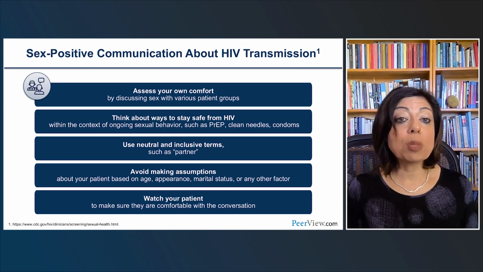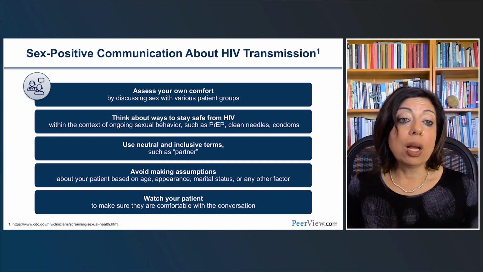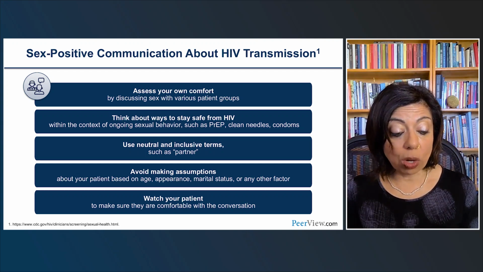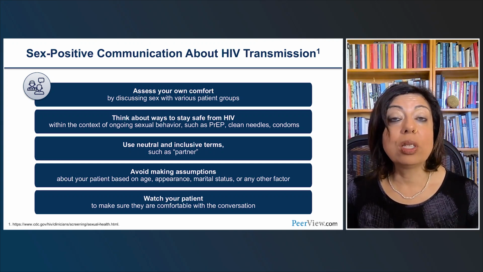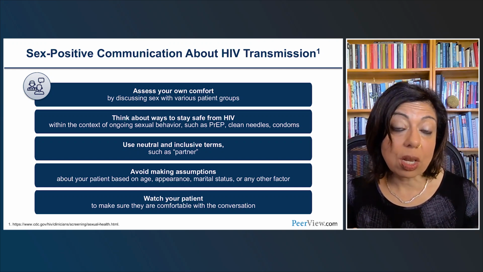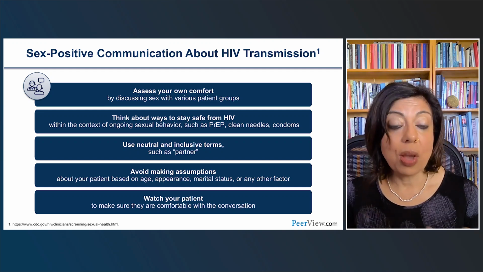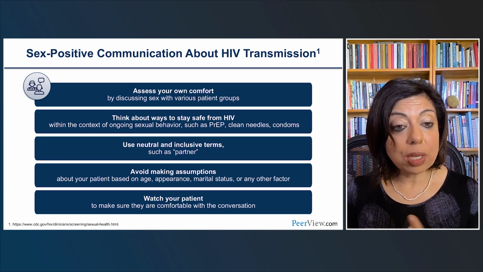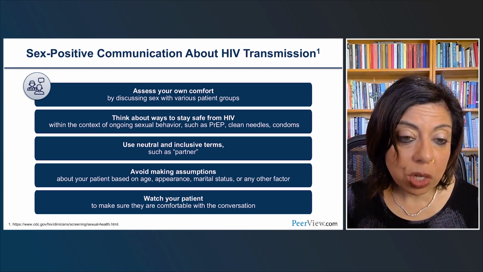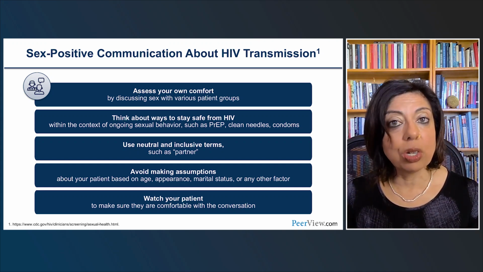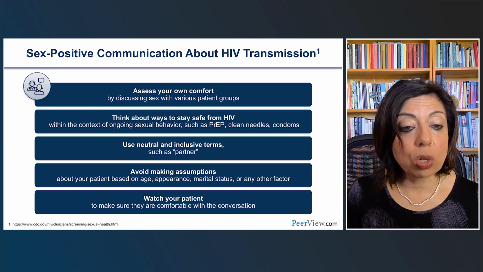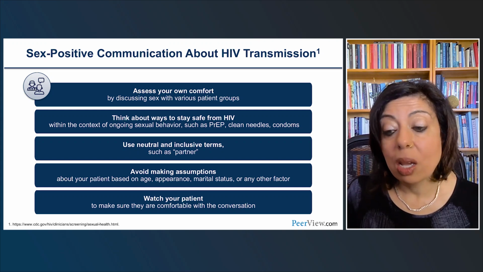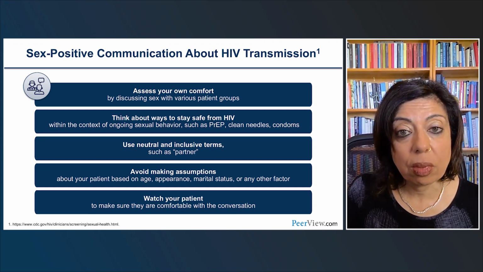The other thing we have to do is be sex positive in our communications about HIV transmission. An abstinence-based only approach has never worked, actually. It is really assessing your own comfort with discussing sexual risk, thinking about ways to stay safe from HIV within the context of ongoing sexual behavior. That would include PrEP, that would include clean needles, that would include condoms, and all of this is neutral, using inclusive terms, absolutely not making assumptions about gender or sexual orientation, using terms like partner, and watching your patient, ensuring that they feel comfortable as you're providing sexual health information in a non-stigmatizing way.